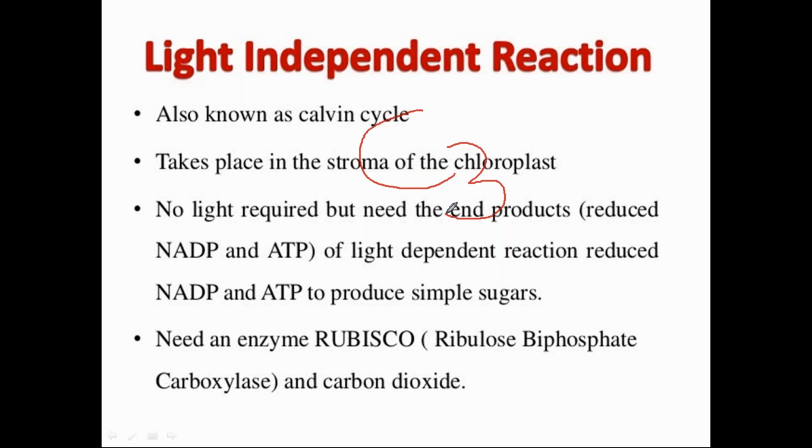In this process, no light energy is required. As in case of light reaction, it always occurs in the presence of light, but dark reaction doesn't have that rule. It may take place in the presence of light, or it may take place in the absence of light. In dark reaction, ATP and NADPH, which are produced by light reaction, are used. And this pathway requires the enzyme Rubisco.